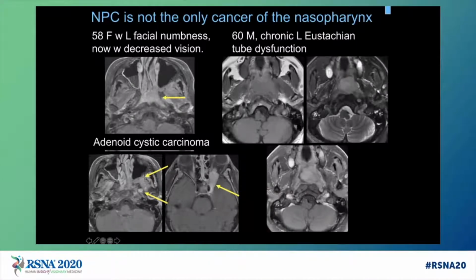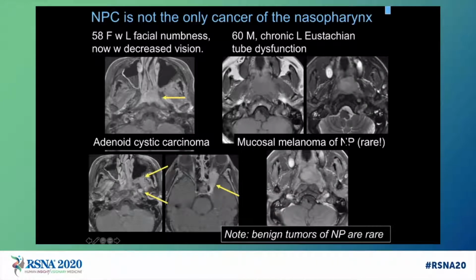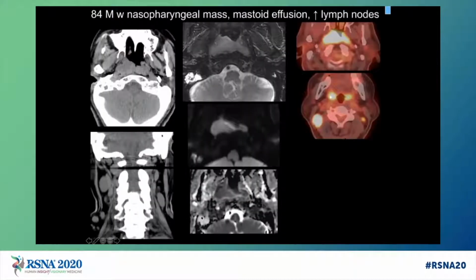Here's a patient with chronic eustachian tube dysfunction, a bulky mass of the nasopharynx with parapharyngeal extension, and this was mucosal melanoma. Oh, I should add, benign tumors of the nasopharynx are rare, like schwannomas and pleomorphic adenomas, and that's one of the reasons we're really focusing on malignancies.